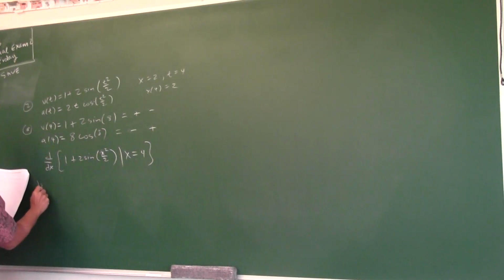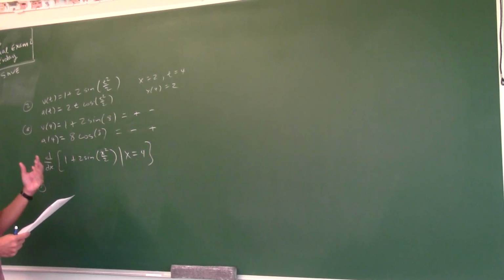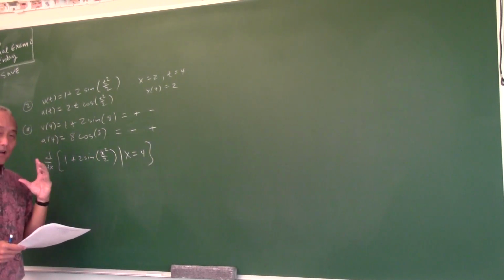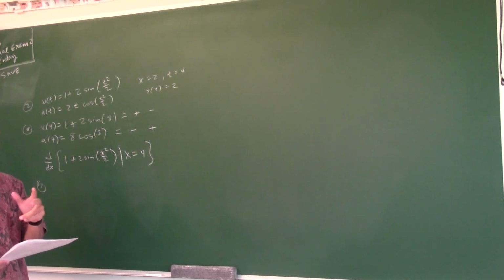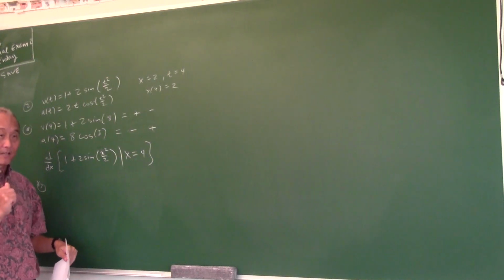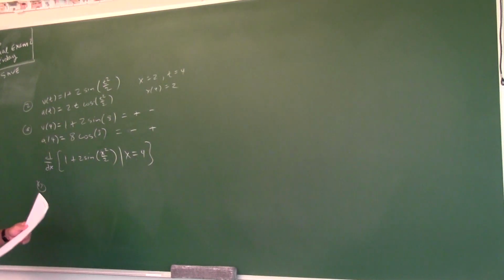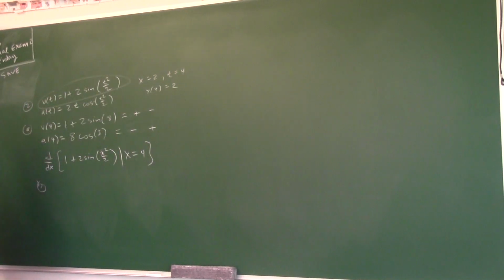Part B. Find all times t between 0 and 3 when the particle changes direction. Now, when does a particle change direction? When the velocity changes sign, because the velocity tells you whether you're moving to the right or to the left, right? So what you need to do now is make a number line for the velocity. Here's your velocity. Graph it on your calculator between 0 and 3.